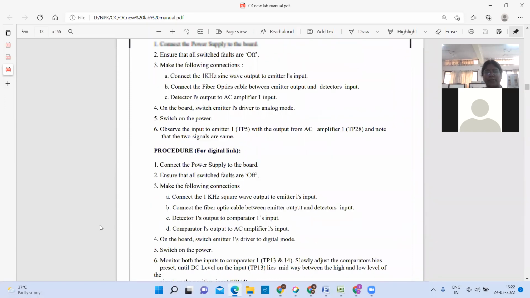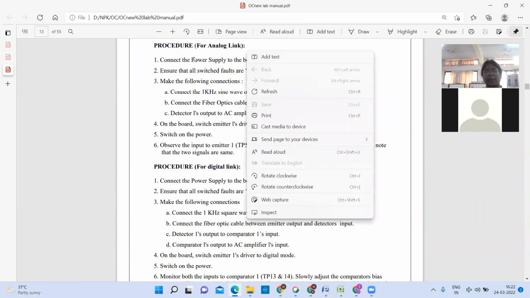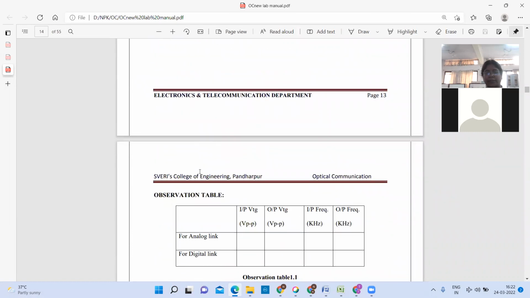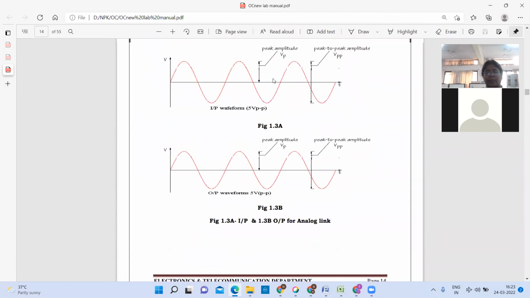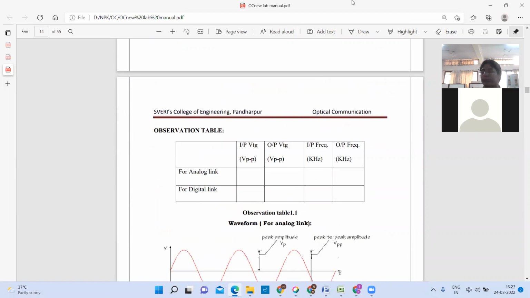Then the next part is procedure. First procedure for analog link, and second it is there for the digital link. Okay, that is given. Then this observation table is very important in the experiment write-up. Mostly probably no one will read more part of the theory or other things, but your observations are very important.